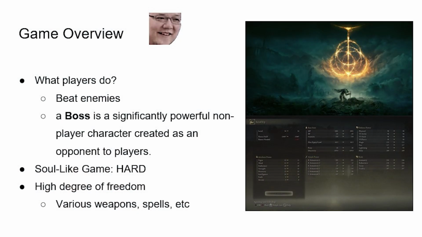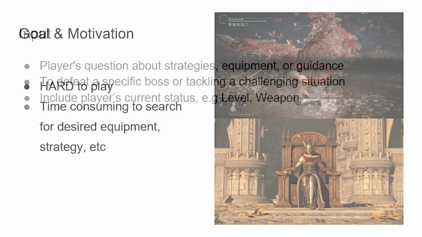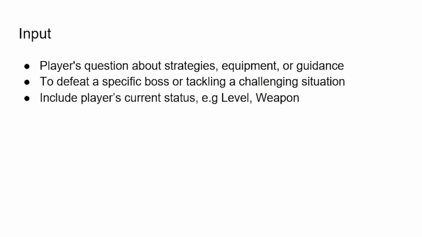Elden Ring, well known as a soul-like hard game. People are required to beat hard enemies with a high degree of freedom. And due to its high difficulty, people may find it frustrating and time-consuming to search for a strategy to beat a particular boss. So our goal is to make a recommendation system based on players' input, including their current status, their goal, and the boss they're going to face.